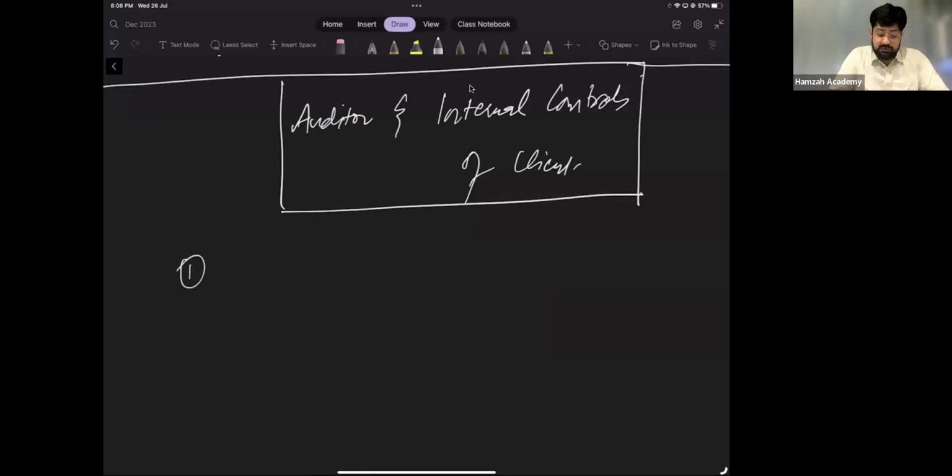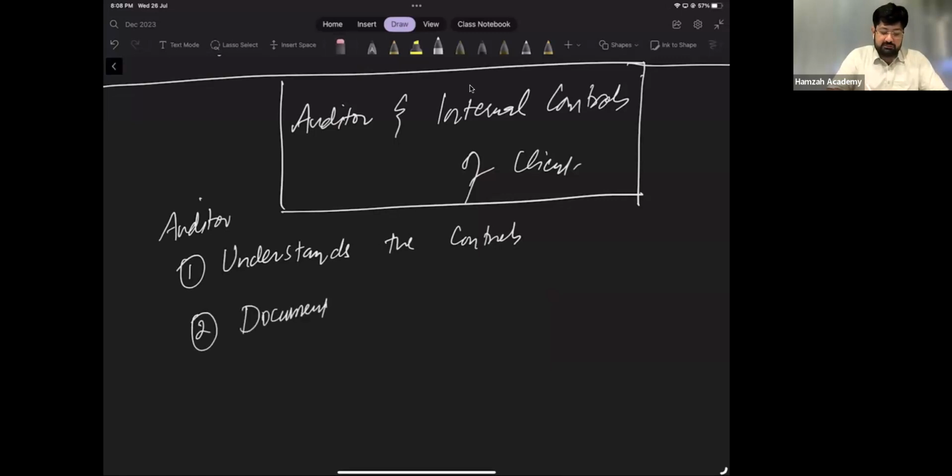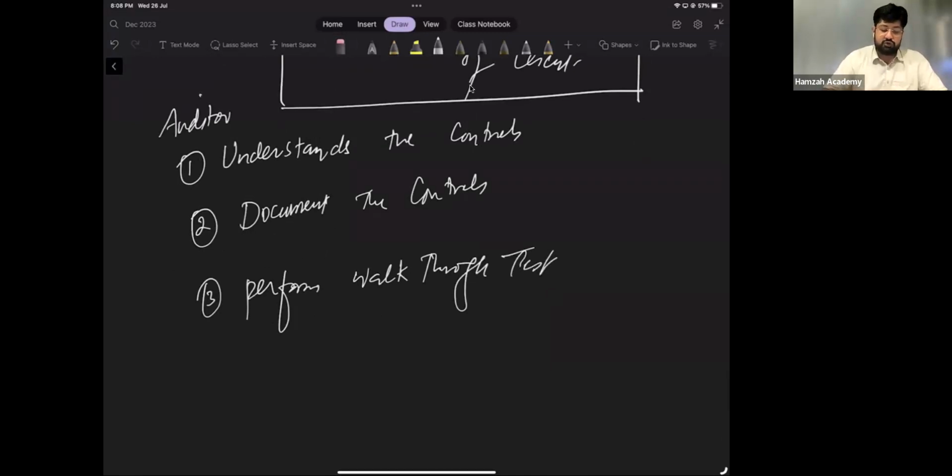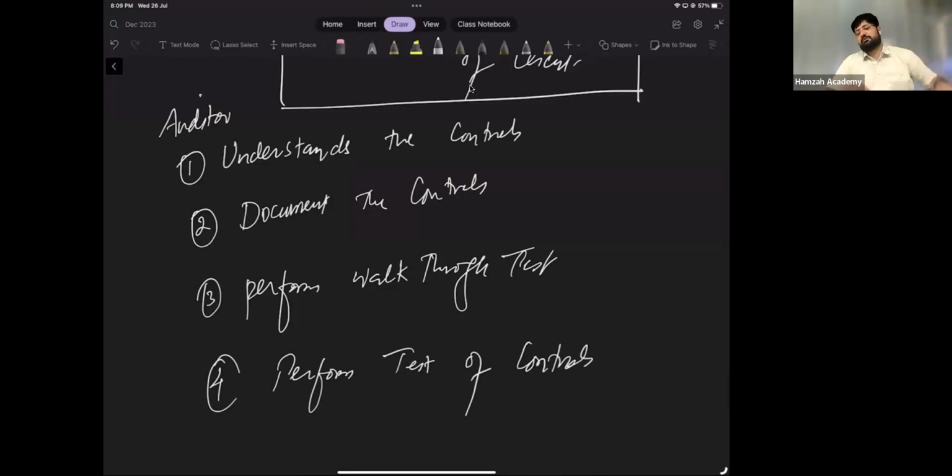There are 4 steps. The auditor, first of all, understands the controls of the company. Then documents the controls. Then performs a walkthrough test. And 4, performs test of controls. It is a 4-step process, and one by one, these steps we'll talk about today and in the next class. For 2 classes, I will talk about these topics theoretically, most probably, and the next classes will be practice.